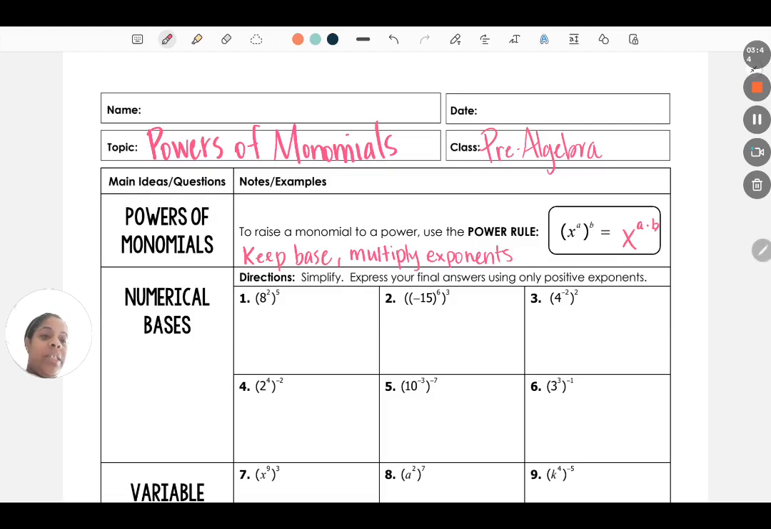Using numbers first. We're going to simplify, express your final answers using, again, only positive exponents. Only positive exponents. Here we go. So we have 8 raised to the second power in parentheses. And then whatever that answer is, we raise that to the 5th power. Well, we don't want to do that in this scenario. We don't want to find the value. We're practicing with the monomials.